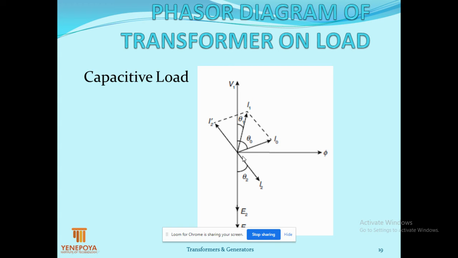Now extend I2 to get I2 dash in the opposite direction, 180 degrees phase. Then from I2 dash draw a parallel line to I0. From I0 draw a parallel line to I2 that meets at this point. Join that at an angle of phi1 to get I1. This is about the practical transformer on load for resistive, inductive and capacitive load, but without considering the drops IR and IX.